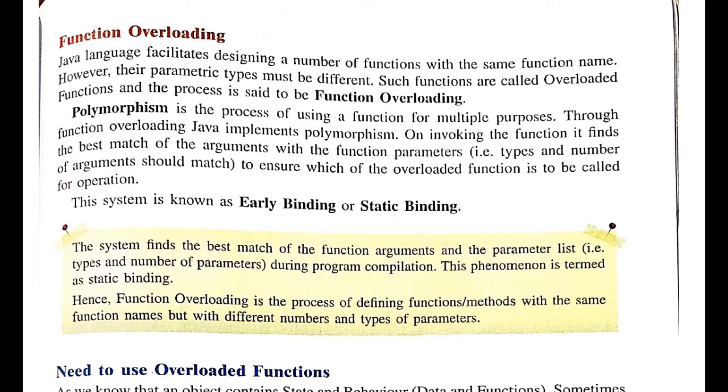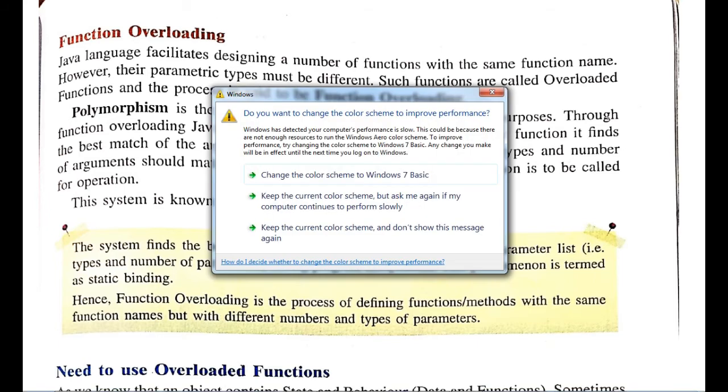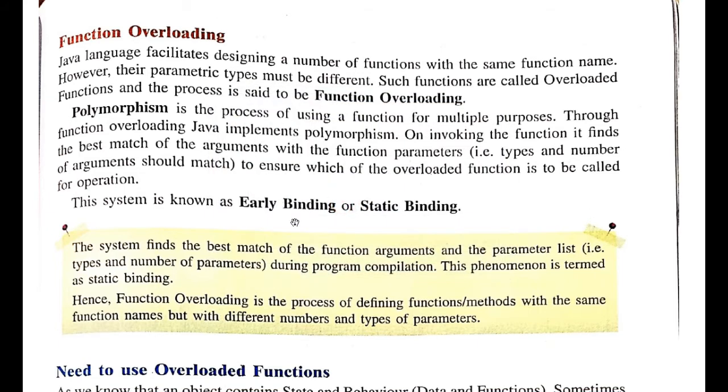Polymorphism is a process of using a function for multiple purposes. Through function overloading, Java implements polymorphism. On invoking the function, it finds the best match of the arguments with the function parameters. That means types and number of arguments should match, to ensure which of the overloaded functions is to be called for operation. The system is known as early binding or static binding.